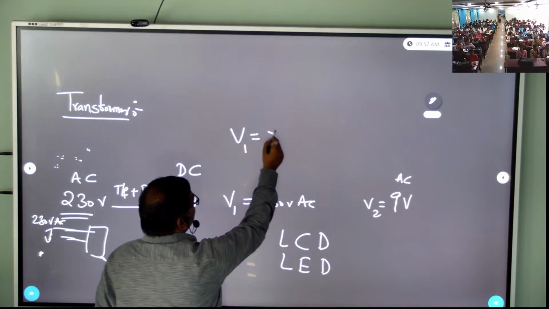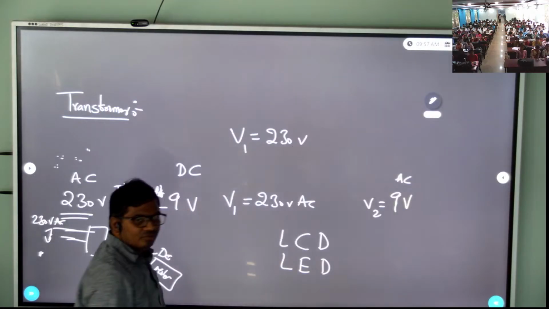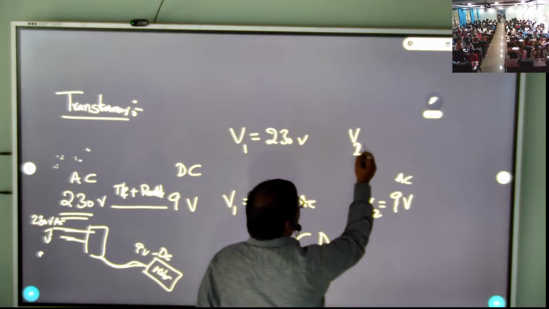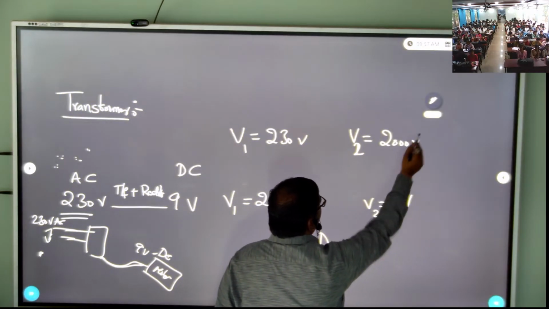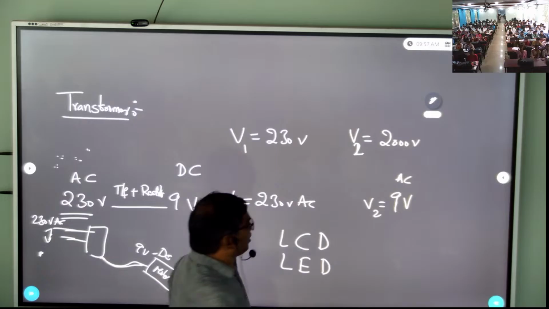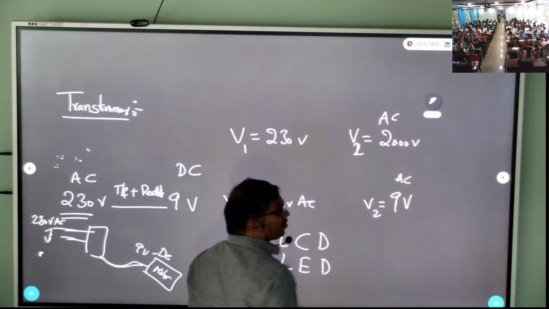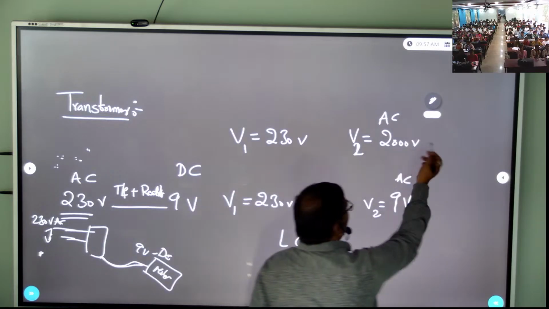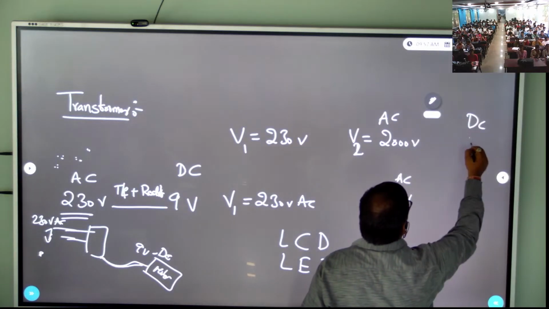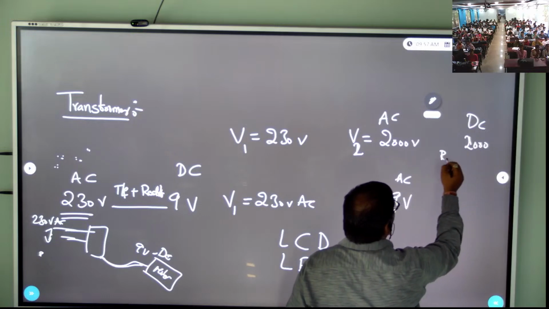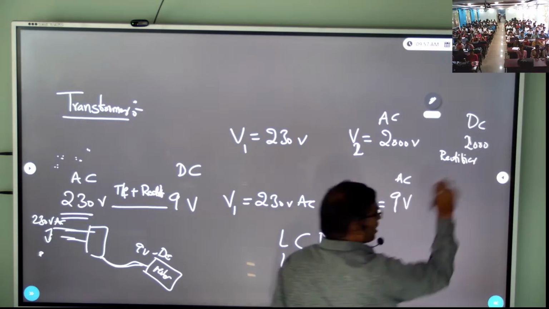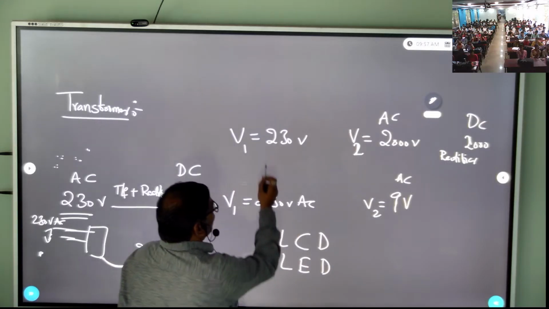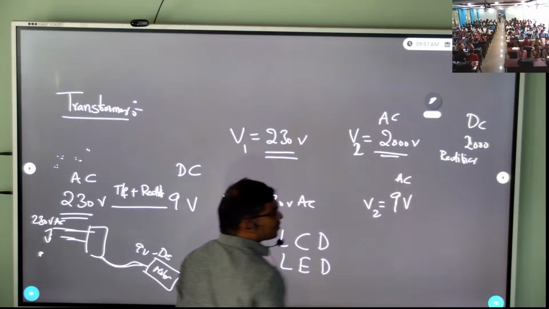Voltage V1 is how much? 230 volts. I require how much? V1, V2. V2 is 2000. It is AC only. Then there is a circuit called a rectifier, which will convert AC to DC. This AC is converted to DC 2000 by using the rectifier. That is the function of the rectifier. We are not talking about the rectifier, but the transformer. What will it do? See, 230 volts is converted to 2000 voltage.